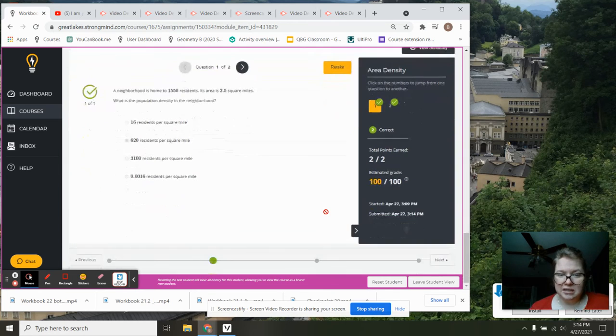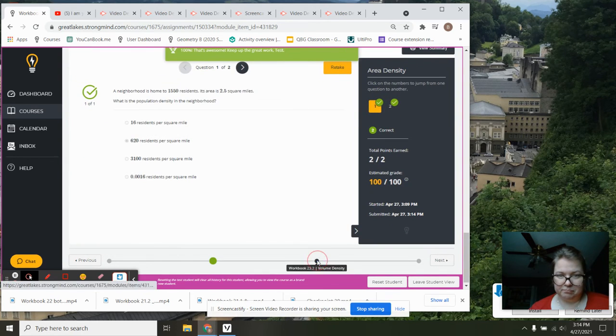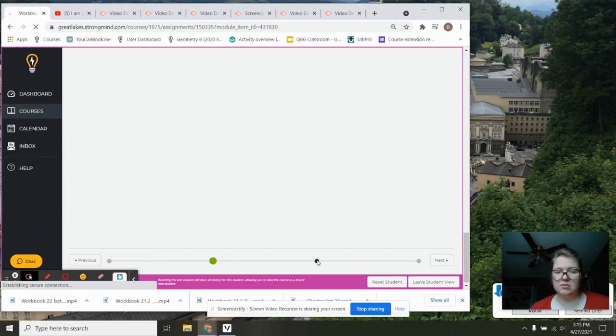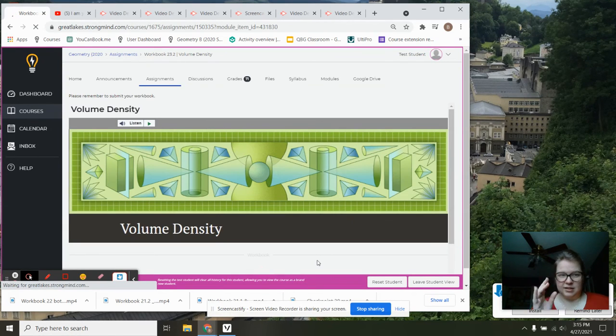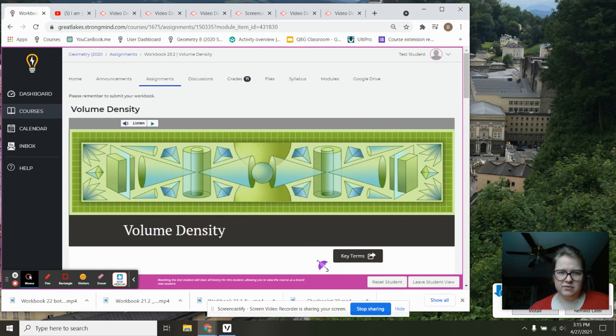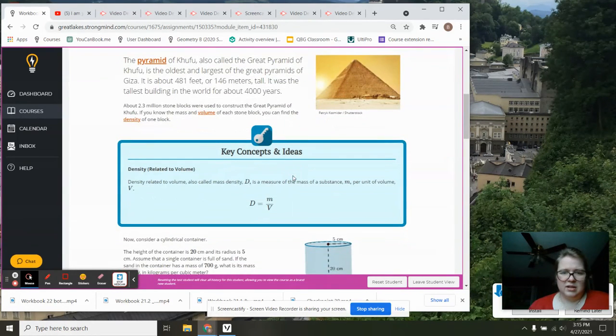Then we get into more detailed density problems. That's how it works. Volume density. So we talked about area density is like per square mile. So we just do a simple division. Volume density is how much it takes up. So like how heavy something is. So it is the mass divided by the volume.